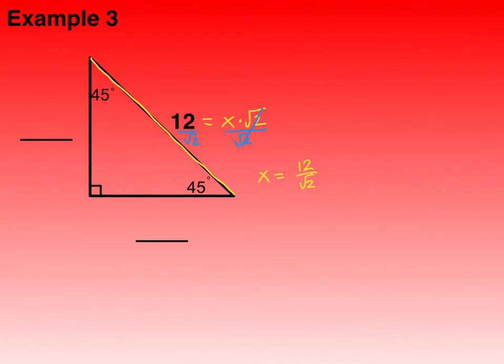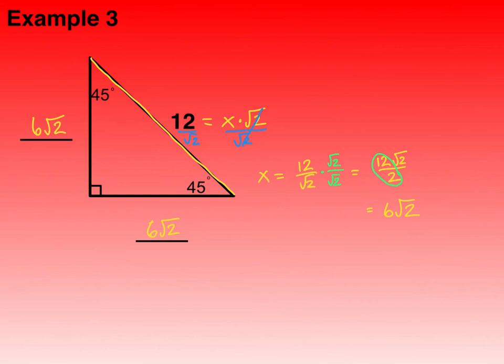Now remember, you cannot leave a square root in the denominator, so I need to rationalize this. So like I did in the warm-up, I'm going to multiply top and bottom by the square root of 2. That will end up giving me 12 square root of 2 over 2. And I'm able to reduce the 12 over 2. And so now I'm left with 6 square root of 2 as my value. And that is what x is, so I can put that on both sides, because it's isosceles, it's 45, 45, 90.